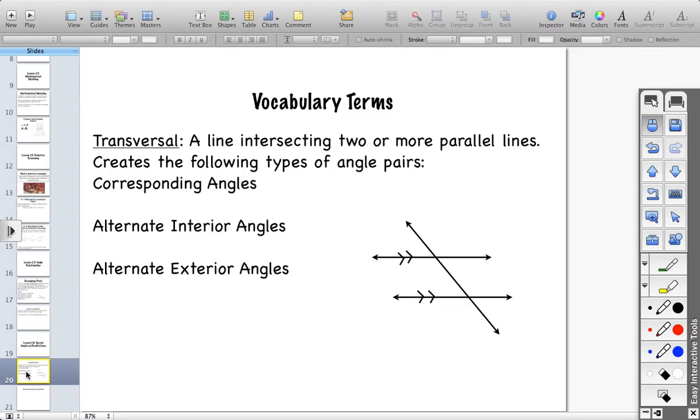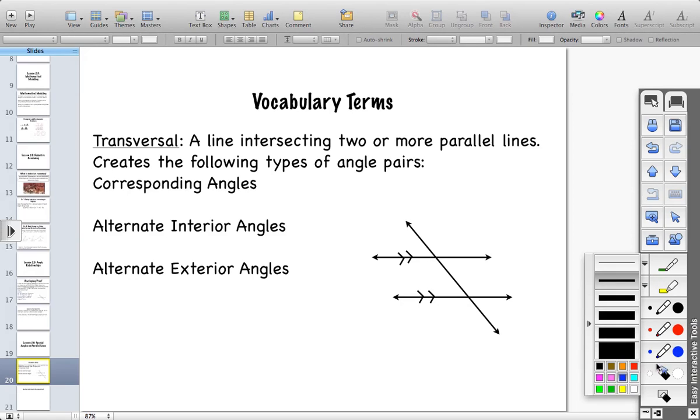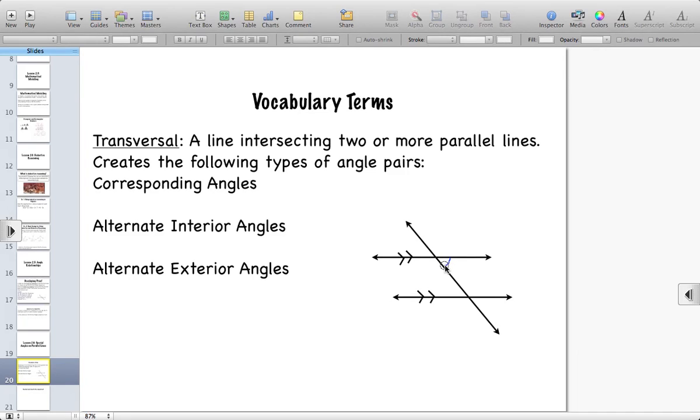All right, so lesson 2.6, we talked about special angles on parallel lines. Let's review a little bit about the vocabulary. If I have two sets of lines that are parallel, and I have a transversal coming across, I create all sorts of angle relationships. For example, we have corresponding angles. Corresponding angles are on the same side of the transversal, but one's interior, one's exterior. There are always going to be four pairs of corresponding angles.